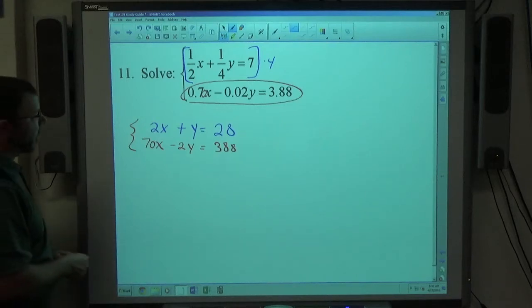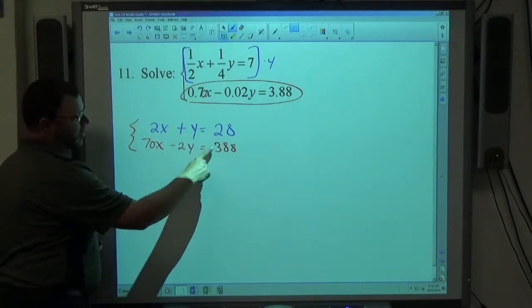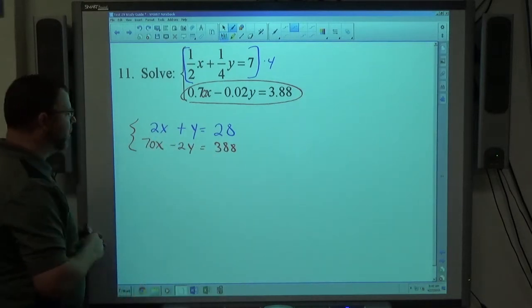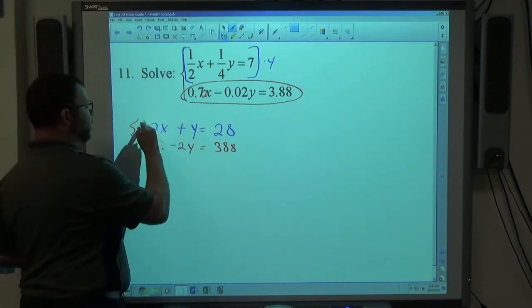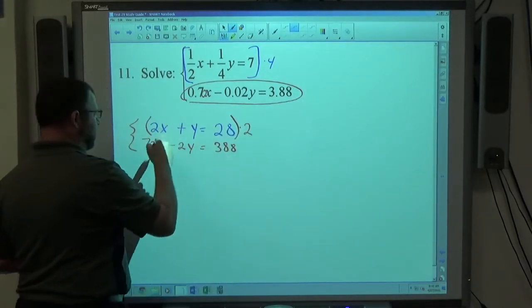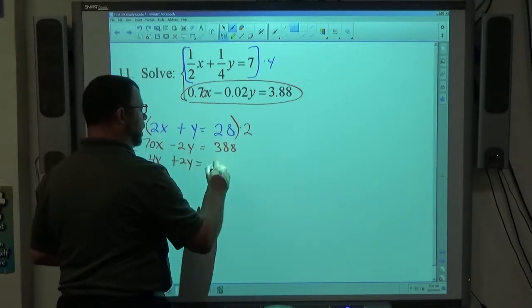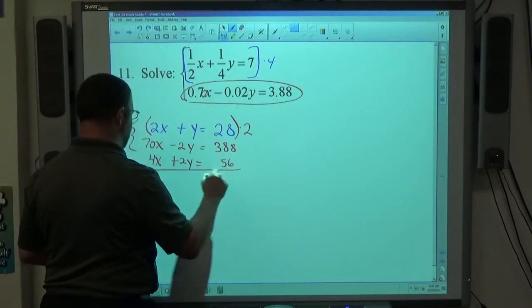My options here, I can multiply the top equation by 2, the y's will go away. But I could also divide the bottom equation by 2, the y's will go away. So take your pick. My guess is most people would notice the times 2 more. So I'm going to do times 2 on the top. So that's going to get me 2 times 2x is 4x. 2 times y is going to be plus 2y. 2 times 28 is 56.